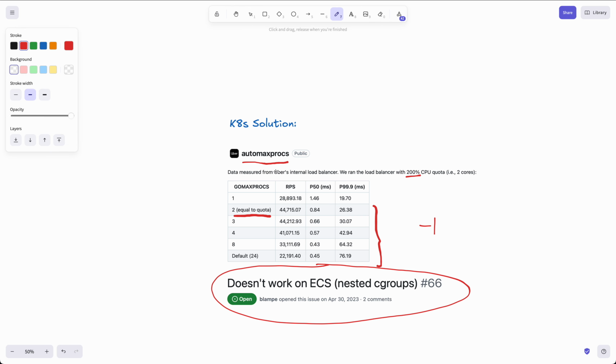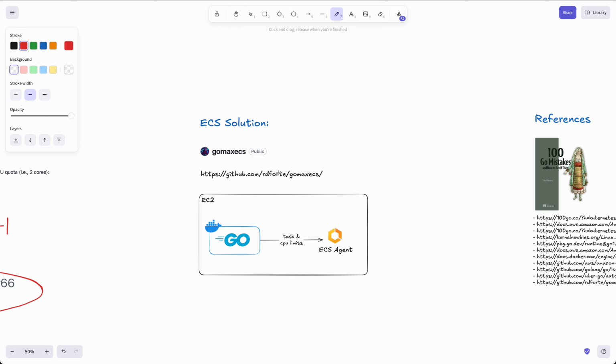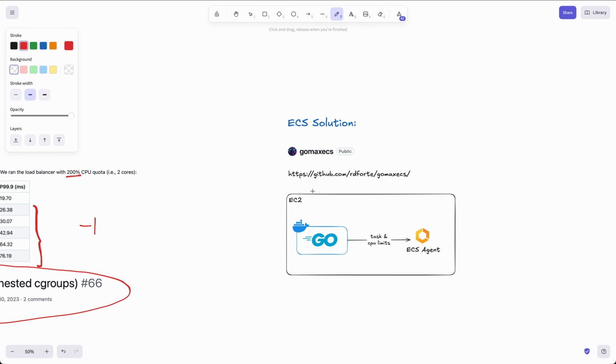So to help solve this issue, I developed this package here, gomaxecs. Essentially all it does is talk to the ECS agent to pull in the task and the CPU limits and then set the correct value for GoMaxProcs. So you can have a look at this package here. I've also added all the notes for this presentation in this repo, so head on over and check it out, and hopefully this helps to resolve the issues that you have when running Go in containers and those containers running in ECS.